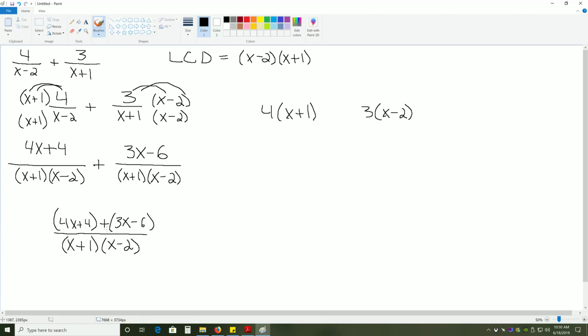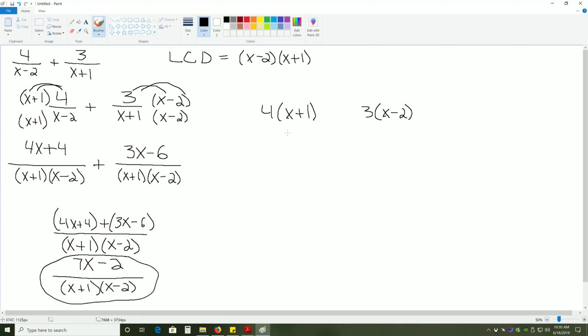From here, all we have to do is combine our like terms and then check if anything will simplify. So we're left with 4x plus 3x is 7x, and then 4 plus negative 6 is negative 2, all over x plus 1 times x minus 2. This will not factor any further, which means we won't be able to cancel out any like terms, so this is fully simplified and the finished result.